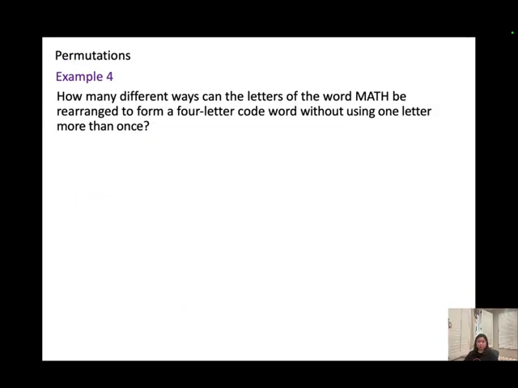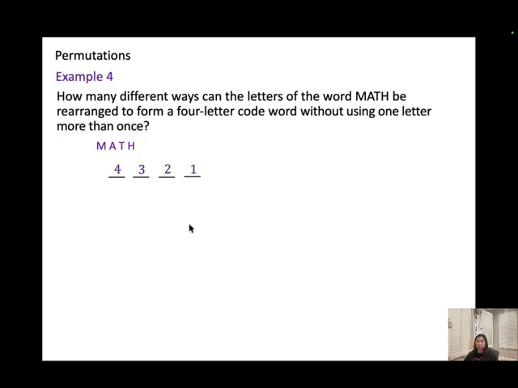Permutations. Example 4. How many different ways can the letters of the word MATH be rearranged to form a 4-letter code word without using any letter more than once? For the first one, I do have 4 choices. I can choose either M or A or T or H. Second one, because one of the letters is taken, I only have 3 letters left. And then for the third letter, I have already taken 2 of them, so I only have 2. And then the last one will be equal to 1.